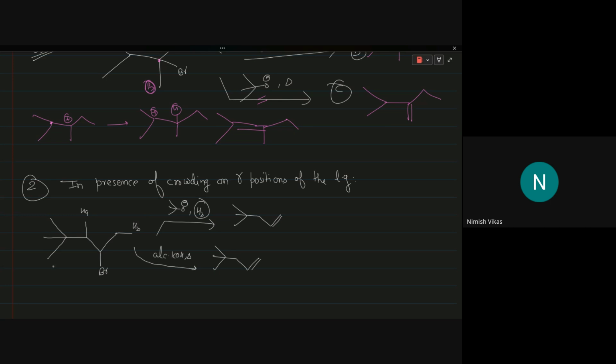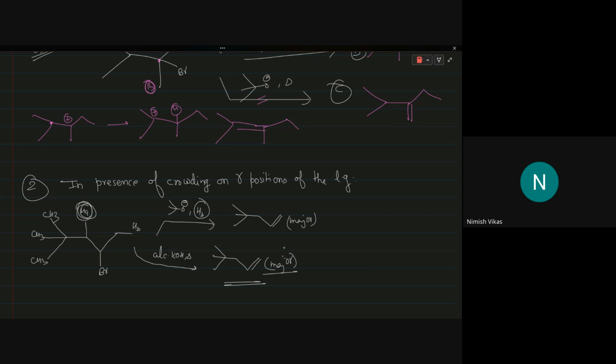This you should remember. Why? Because you have provided so much crowding to the alcoholic KOH also that it has become difficult for this small group also to approach this particular hydrogen. So in this particular case, this is the major product which is there. Okay. So they can create a good question also, like in which of the following reaction Hofmann and Saytzeff product are same. Sorry, in which of the following reaction bulky base and alcoholic KOH is giving the same product. So this can be a potential question also. Right? Anyone having doubt in this? No, sir. Yes, sir. Okay.